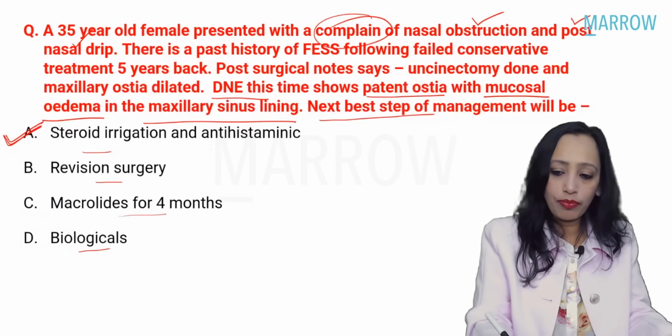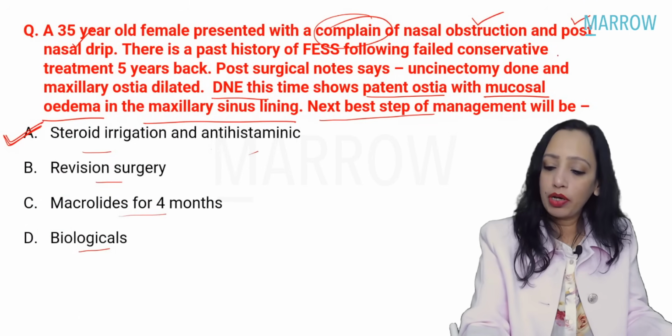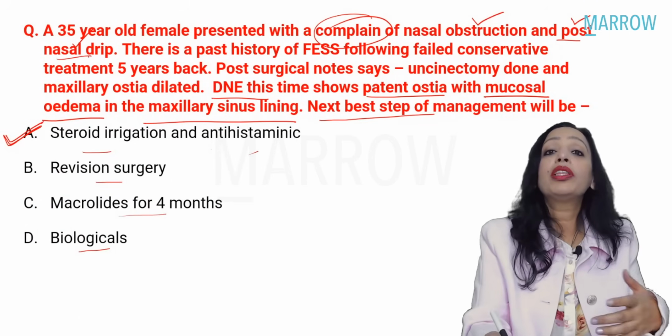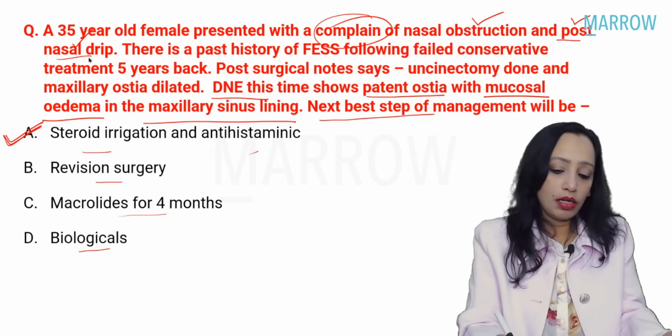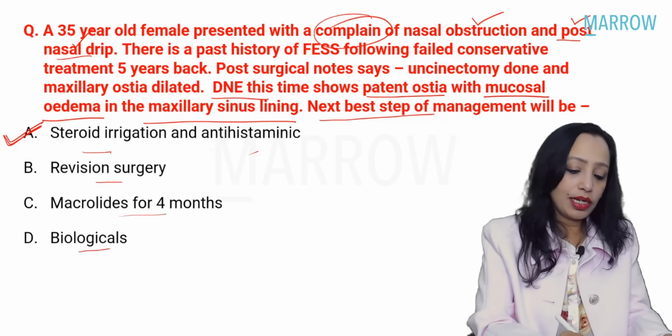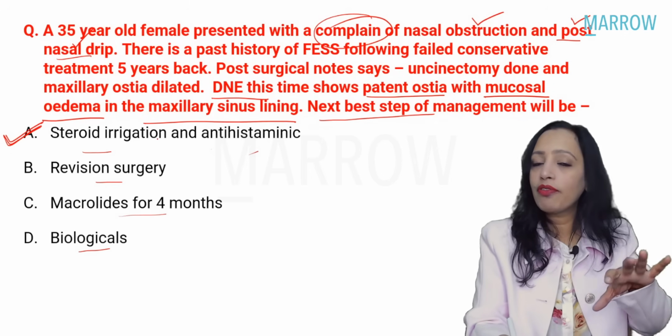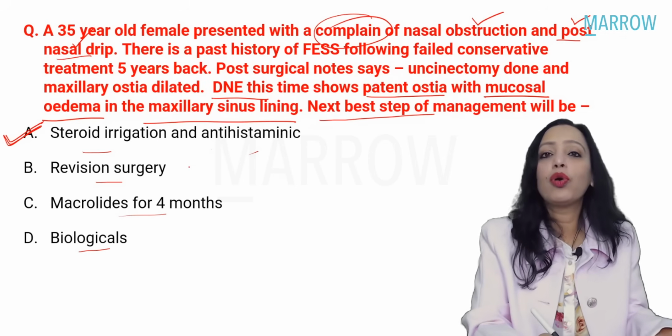And antihistaminic has probably been given because this is just postnasal drip, probably this is a patient of allergy. So the most appropriate answer here is steroid irrigation and antihistaminic. Only if the medical management does not work, then we go for revision surgery.